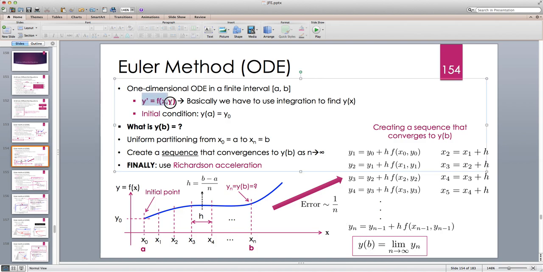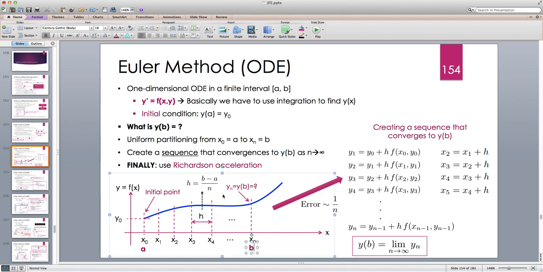And because we know that if the function f of x and y doesn't have any singularity at b, it's well behaved, then y of b should exist. So this sequence should converge to a number, right? It shouldn't go to infinity, it shouldn't blow up or anything. So I have a sequence. I'm using a very simple approximation of the derivative to find yn. The error is very large because it's proportional to 1 over n, right? So error is bad.